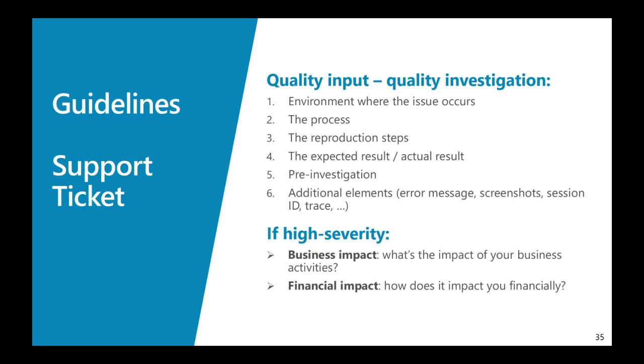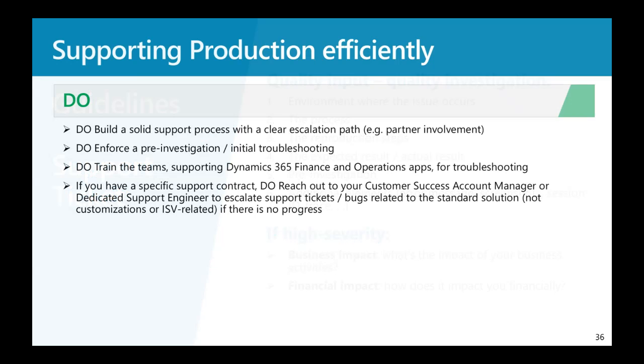If it's a high severity issue like Severity A or a production outage, then you always have to mention the business impact. So what is the impact for your business, as well as the financial impact. So I want to end with some do's. It's really important to have a solid support process in place, but also a clear escalation path.